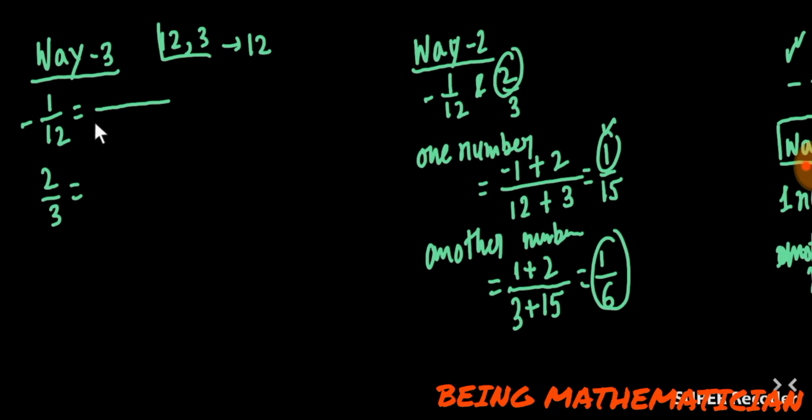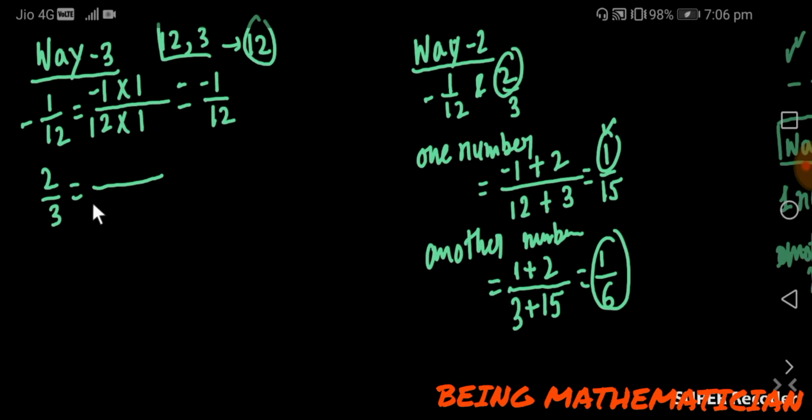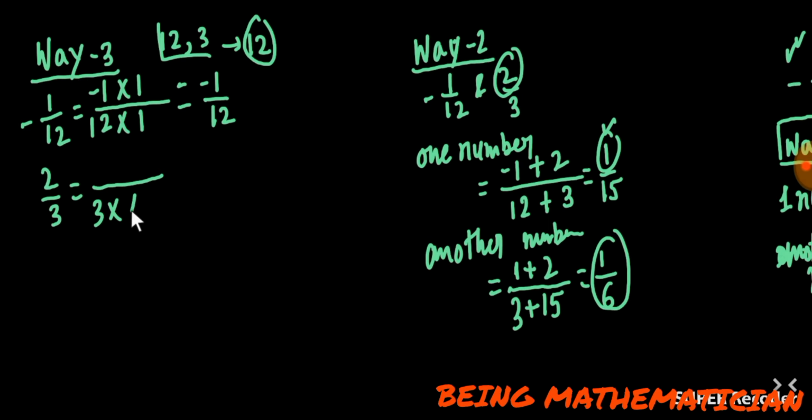So 12 is multiplied by 1, then we get 12, and minus 1 multiplied by 1 is minus 1 by 12. Convert the denominators into one number, that is the LCM of the numbers. So 3 is multiplied by 4, then we get 12. So 2 is also multiplied by 4, and we get 8 by 12.